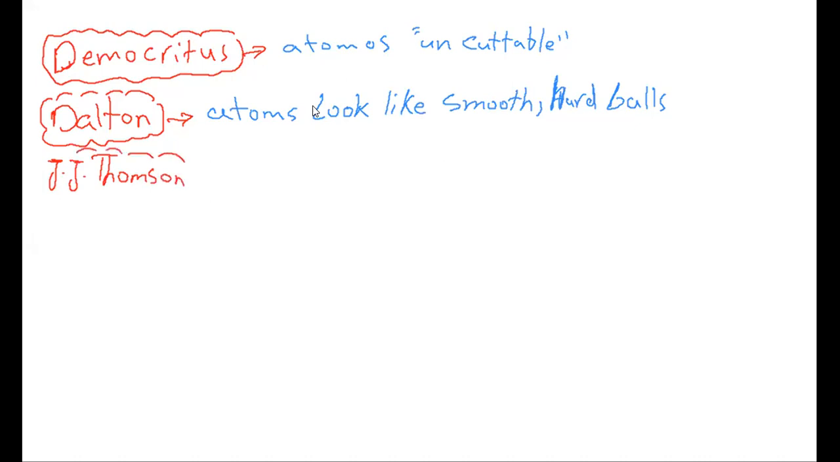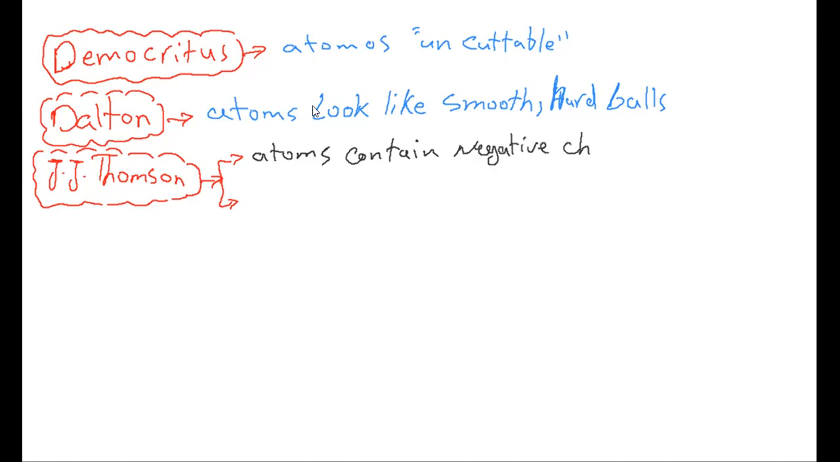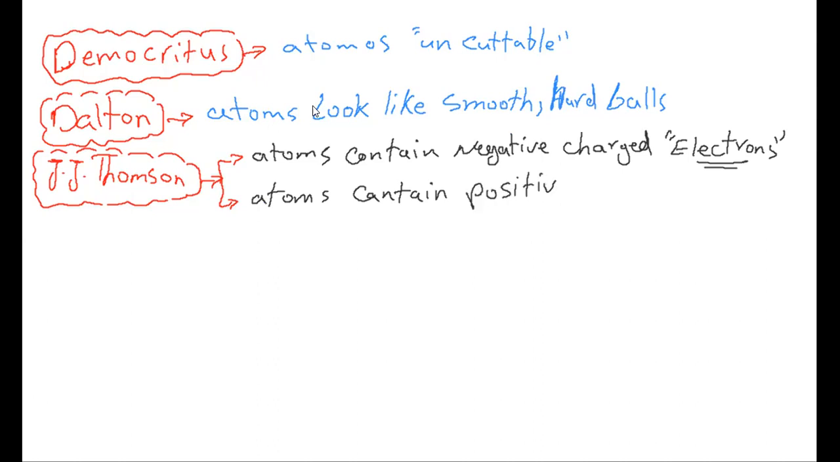He said that the atom contains, let's write two branches, atoms contain negative electrons. So he discovered the electrons. And he also said atoms contain positive charge. Okay, this was Thomson's discovery.